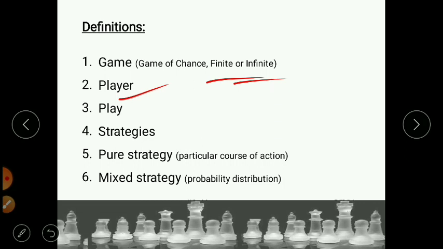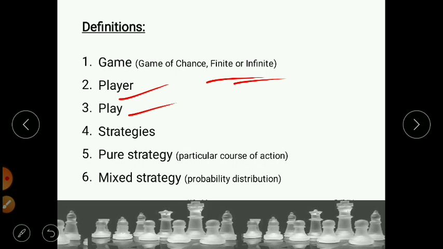Now, third point, that is play. A play is nothing but a play of a game, an occurrence. A play of the game is said to occur when each player chooses one of his courses of action. So any movement or any proceeding in the game, any event in the game, can be called an occurrence. So that is called a play.